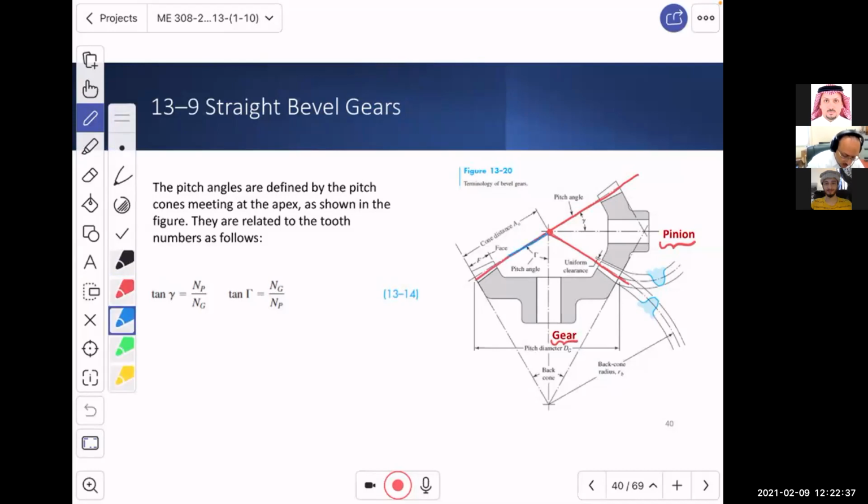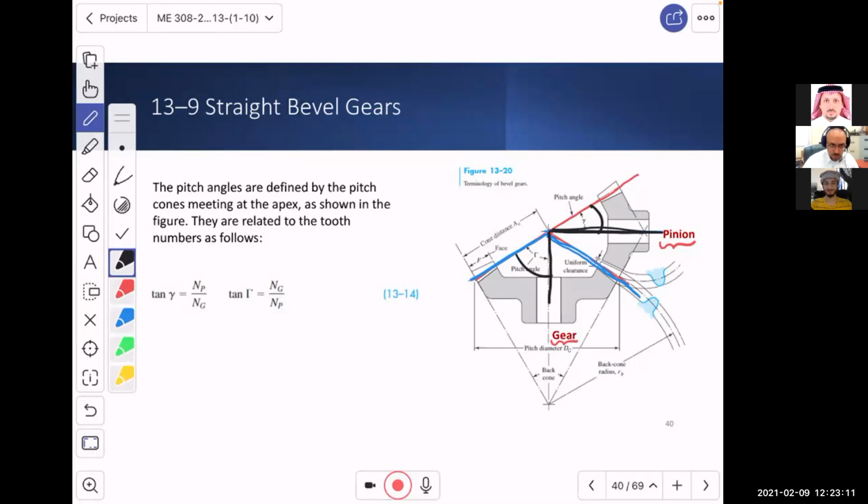You can call this the front cone. Okay, now for the bevel gear, if you consider looking at this line, which is the line of the shaft, then there is an angle, and there is also another angle, and this angle is called the pitch angle.